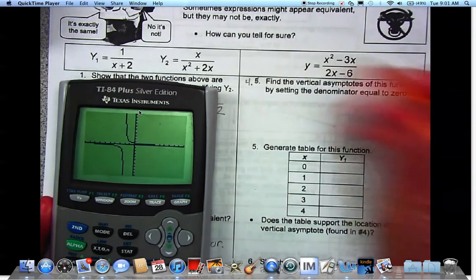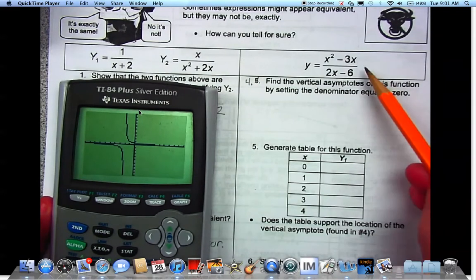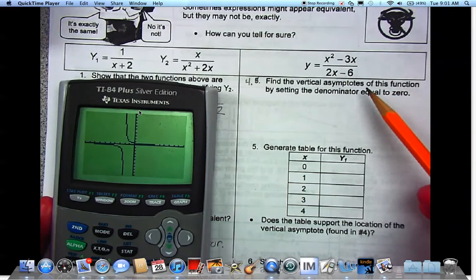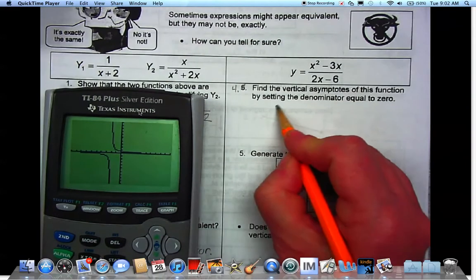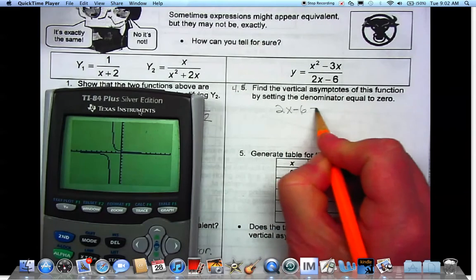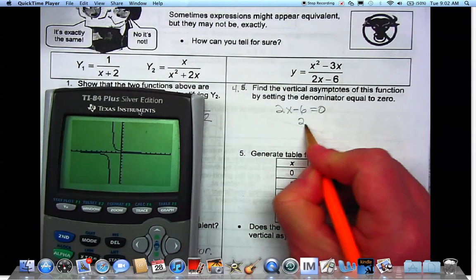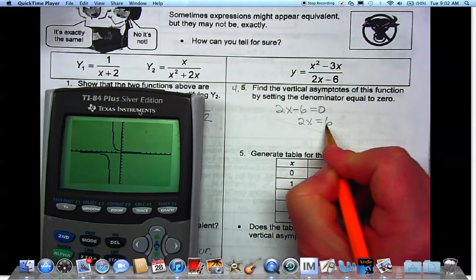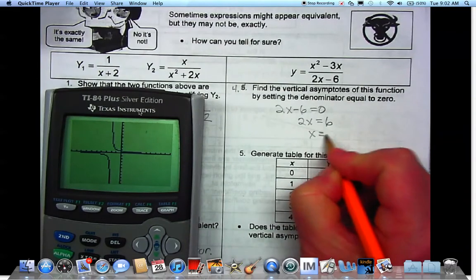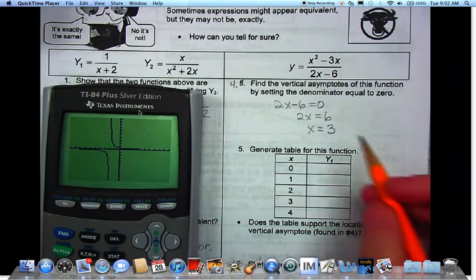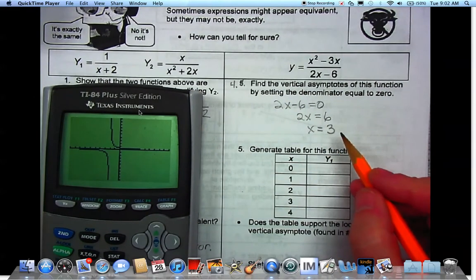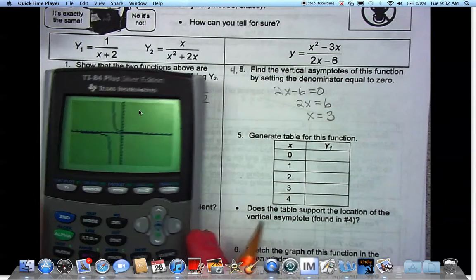I messed up. We're going to use this function up here above it. Find the vertical asymptotes of this function by setting the denominator equal to 0. So we're going to do 2x minus 6 equals 0. So 2x equals 6. Divide by 2, x equals 3. Good. So there should be what at x equals 3? An error. Okay, and let's see if there is.